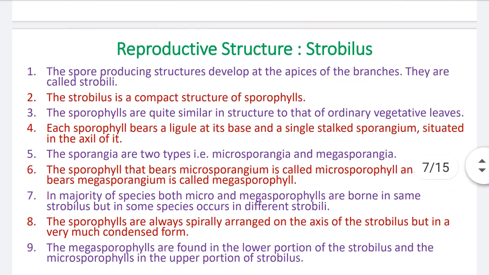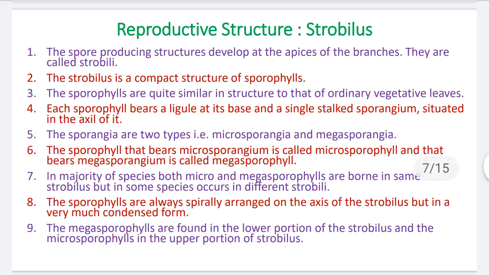So we begin with the reproductive structure, the strobilus. Point number 1, the spore producing structures develop at the apices of the branches. Apices means at the apex, at the tip. These spore producing structures are called the strobilus, singular, and plural strobili, and the strobilus develops at the apex of the branches. Branches means stems.